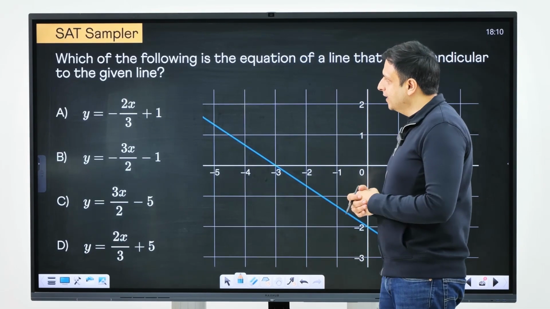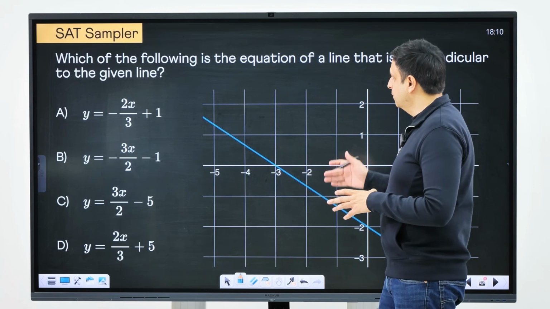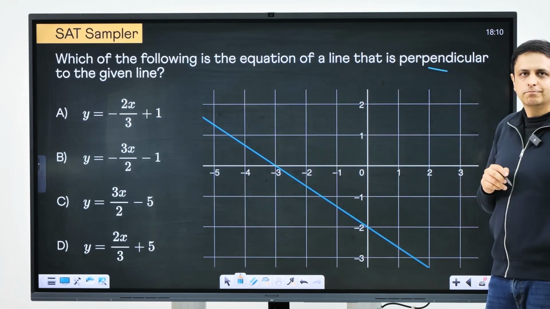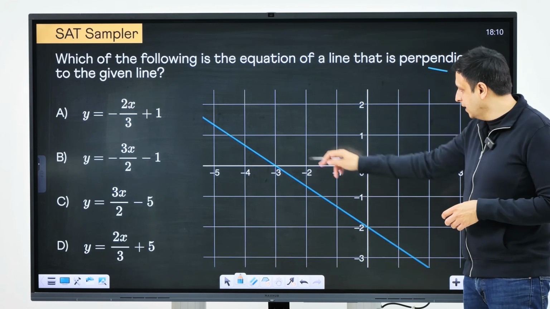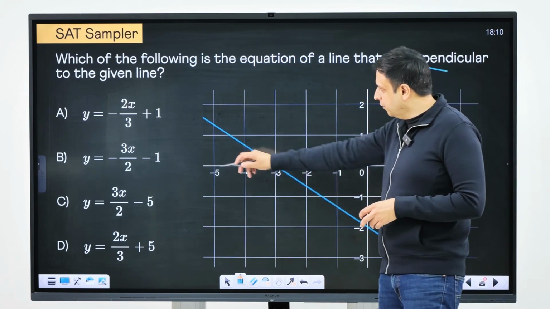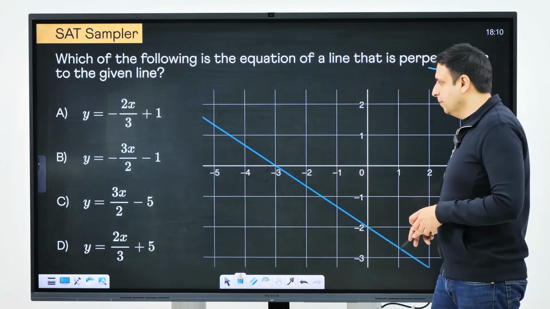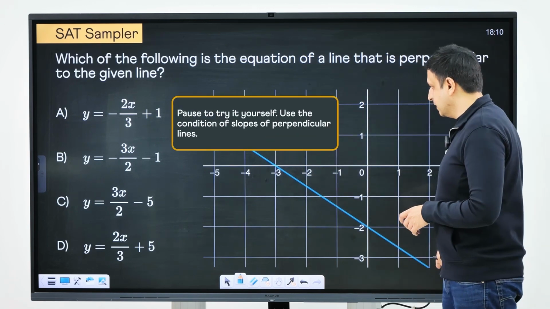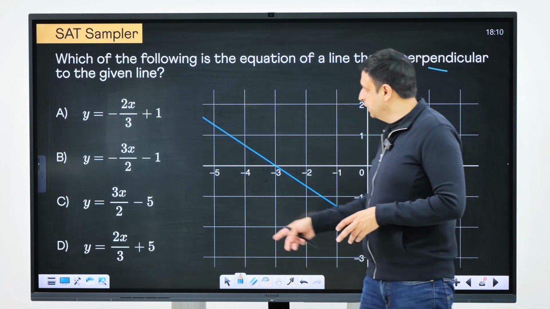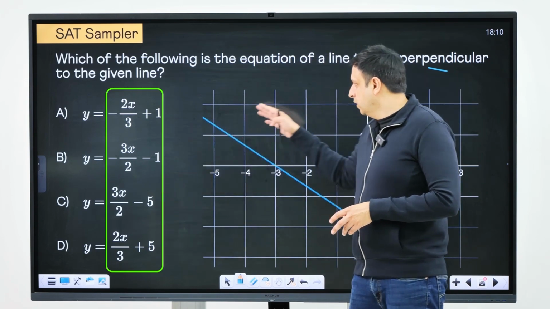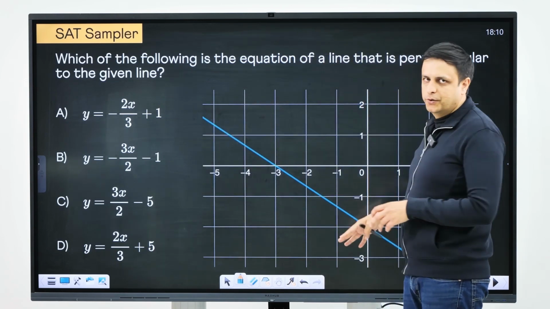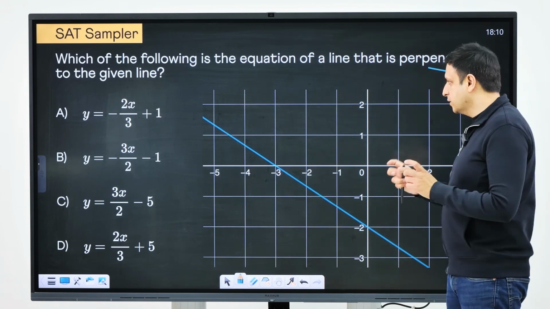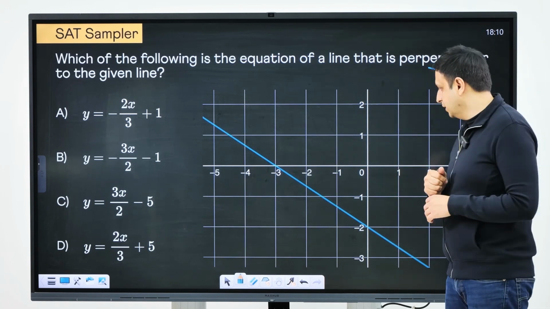Okay, now here is an SAT sampler on perpendicular lines. Which of the following is the equation of a line that is perpendicular to the given line? So we have this line here, and we have to identify which of these lines will be perpendicular to this line. The way we can solve this is to find the slope of this line and then find which of the slopes of these lines will make the line perpendicular to this line, using the result that for two perpendicular lines, their slopes are negative reciprocals of each other.